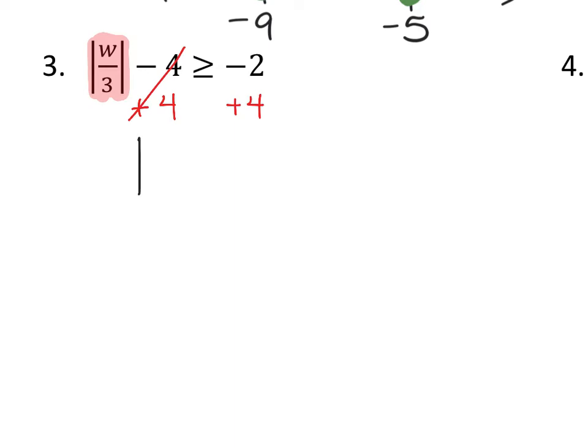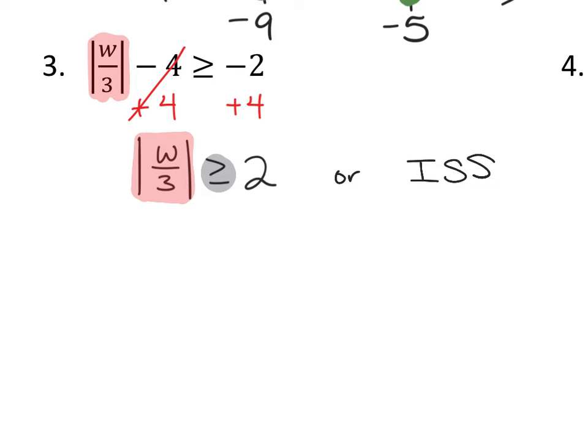We have absolute value of w divided by 3 greater than or equal to 2, because negative 2 plus 4 is 2. We check again. Is it now isolated? Yes. Okay, great. Now we can think about some things for the future of this problem. What kind of symbol is this? Greater than or equal to. Fabulous. Is that going to be an and or an or statement? Or. Very good, because greater, if you misspell it or mispronounce it, is an or statement.